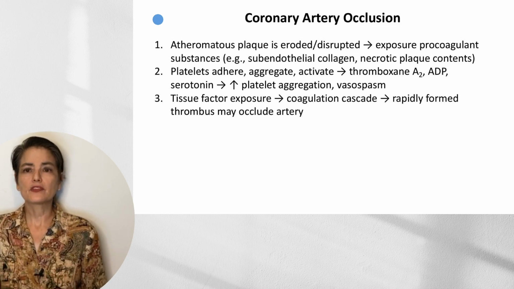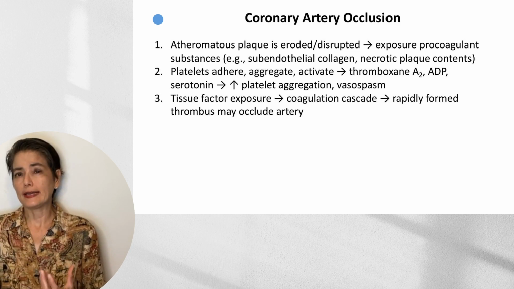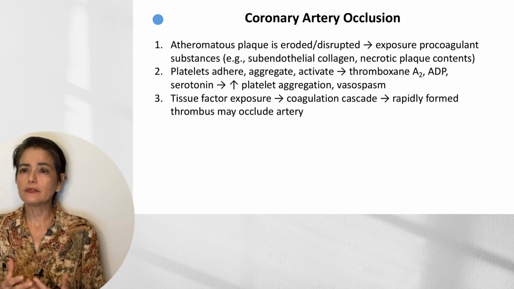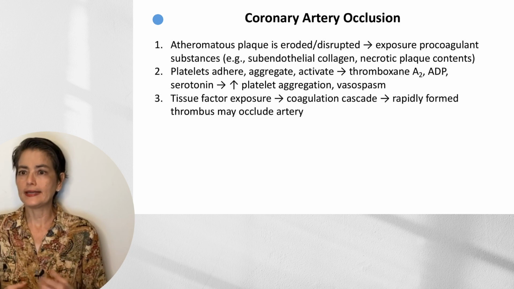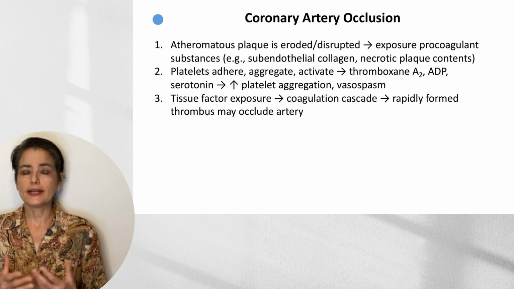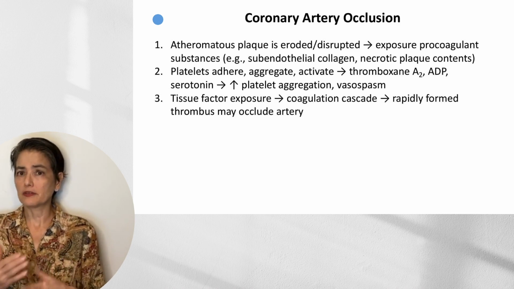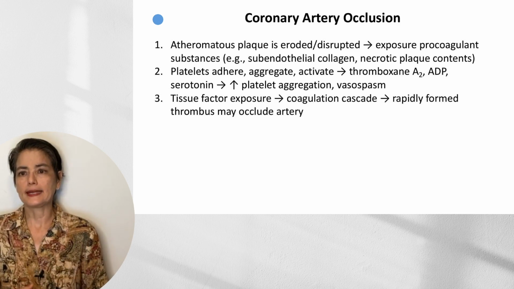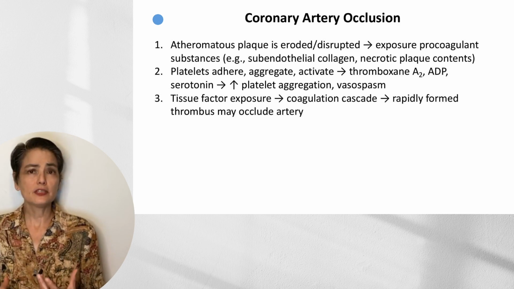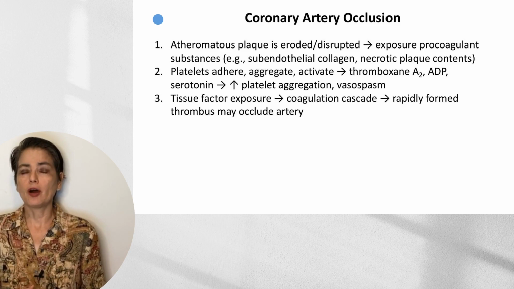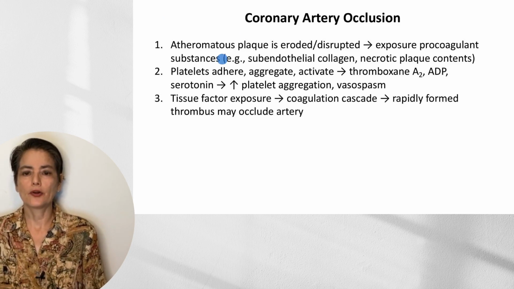When this happens, platelets will adhere, aggregate, and activate. And when they activate, they're going to release thromboxane A2, adenosine diphosphate, and serotonin. This is going to cause a feedback cycle of increased platelet aggregation and vasospasm. With exposure of tissue factor, we're going to initiate our coagulation cascade, and this can result in a rapidly formed thrombus that may quickly occlude that artery.